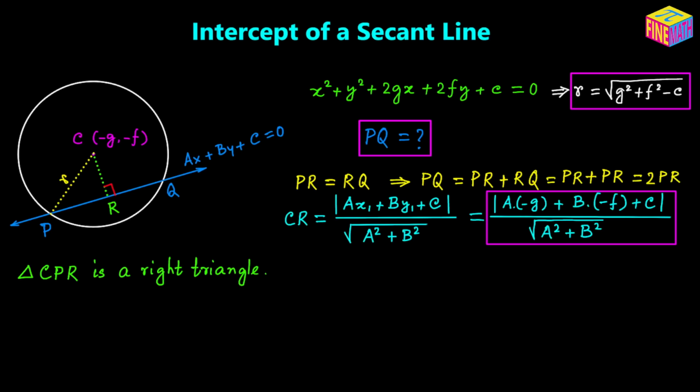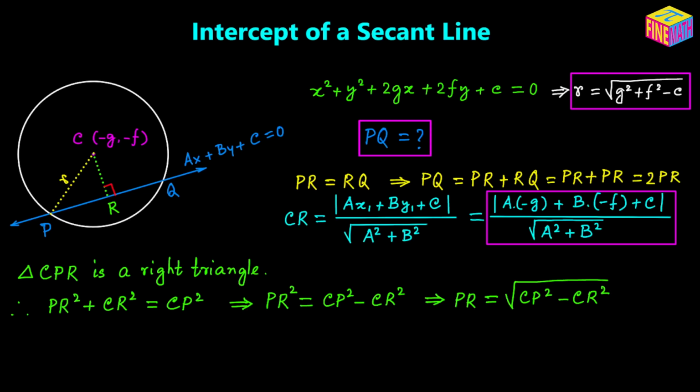So now if you look at this little triangle CPR, that is actually a right triangle because CR is perpendicular on PR. So triangle CPR is a right triangle, and we can use the Pythagoras theorem, and we can say PR squared plus CR squared is equal to CP squared. And from here we can say that PR squared can be written as CP squared minus CR squared. From here, we can say PR will be equal to square root of CP squared minus CR squared. I am taking the positive value here because we are talking about the length of a line segment. So we are taking the positive value. And now guess what?